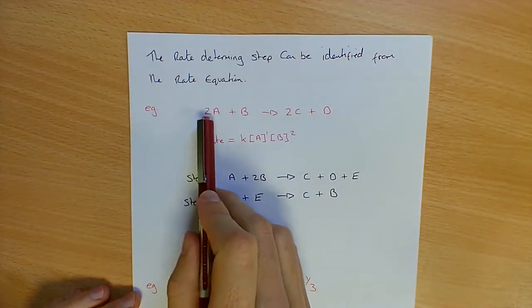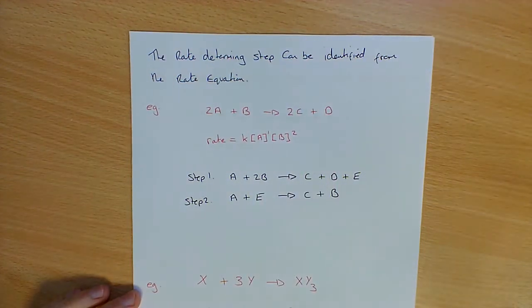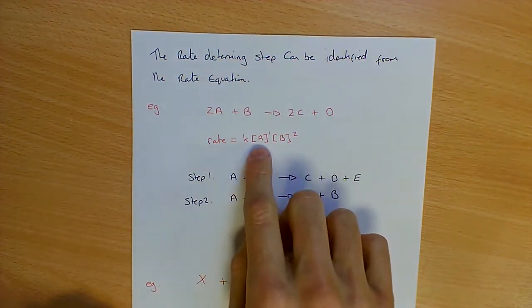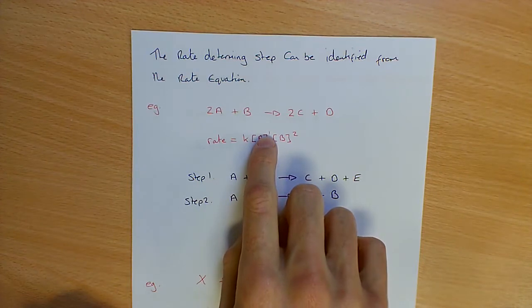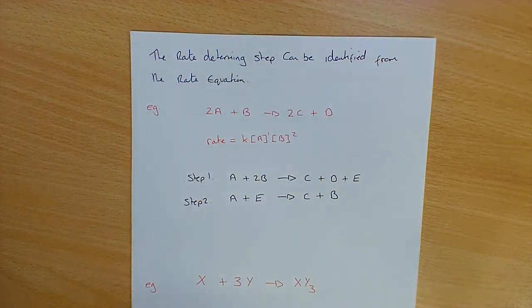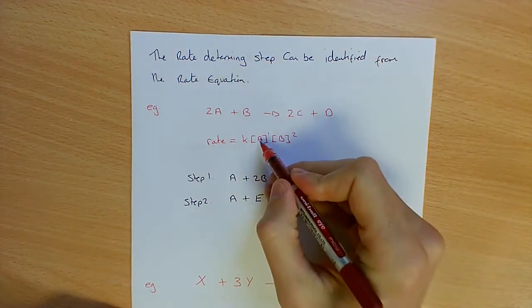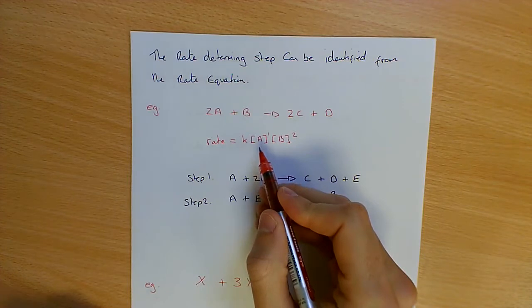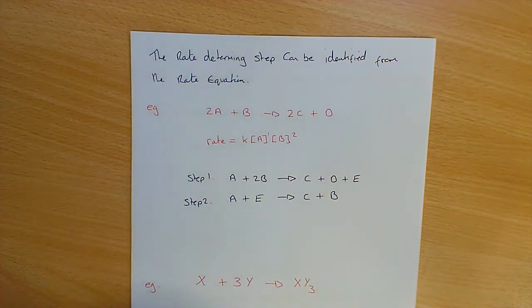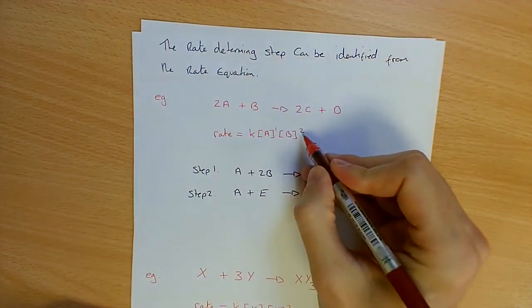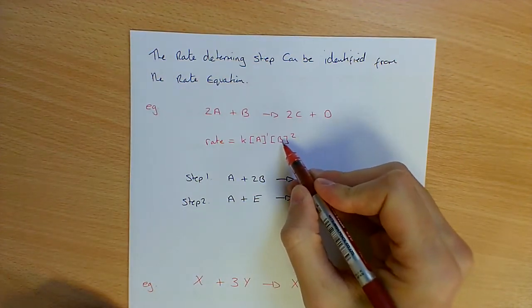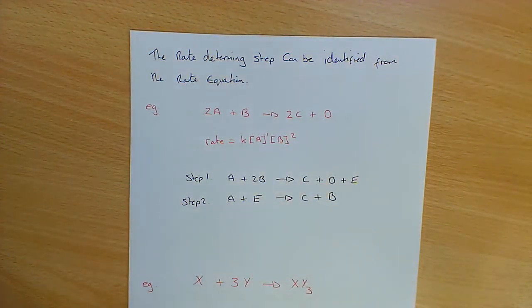Here is a reaction, 2A plus B makes 2C and D. And here is our rate equation. When we spoke about the rate equation before, we said that it was the concentration of the reactants raised to the power of their order. So A is first order, B is second order. That is still true, but it also tells us something else. The fact that A is raised to the power 1 tells you that one molecule or one particle of A is used in the slowest step, in the rate determining step. The fact that B is to the power 2 means it's still second order, but it also tells us that there are 2 molecules or 2 particles of B in the rate determining step.